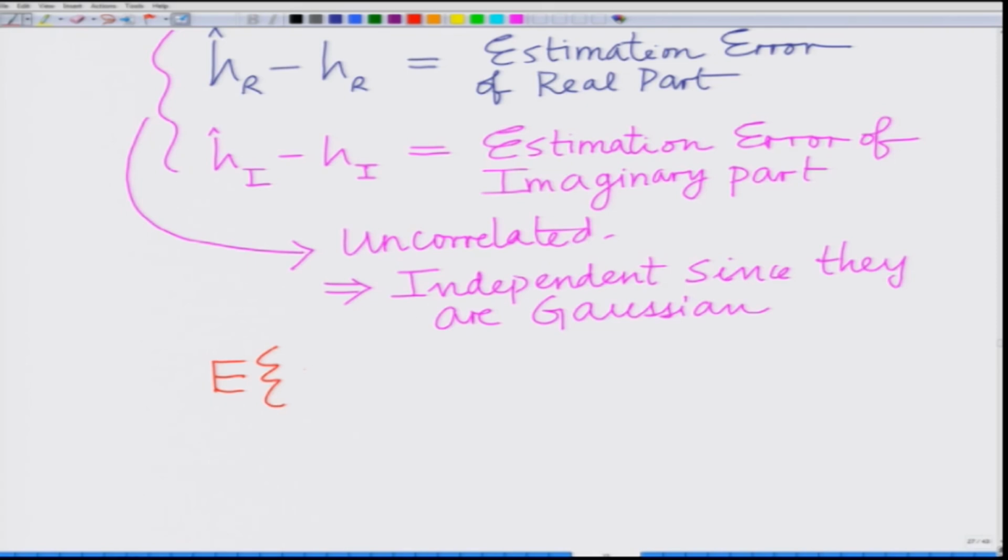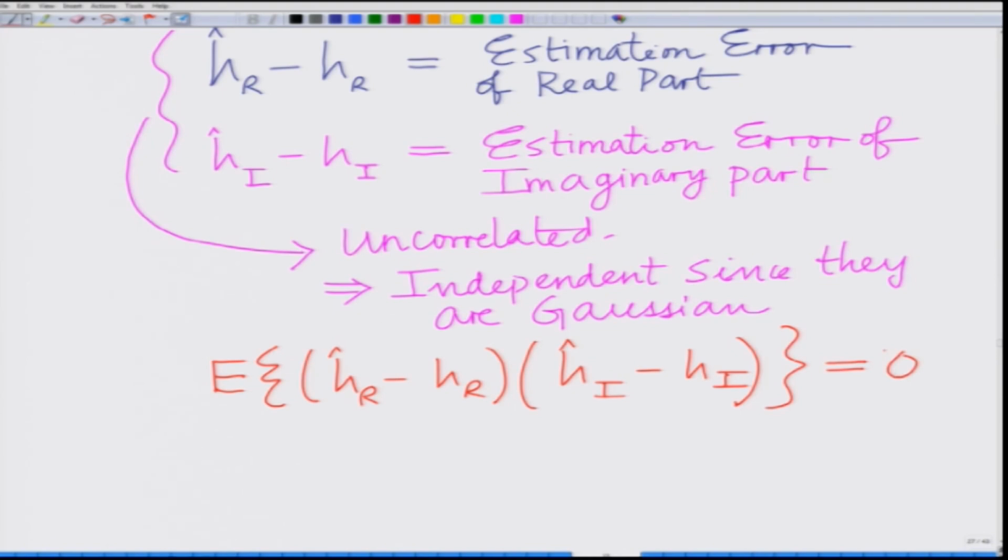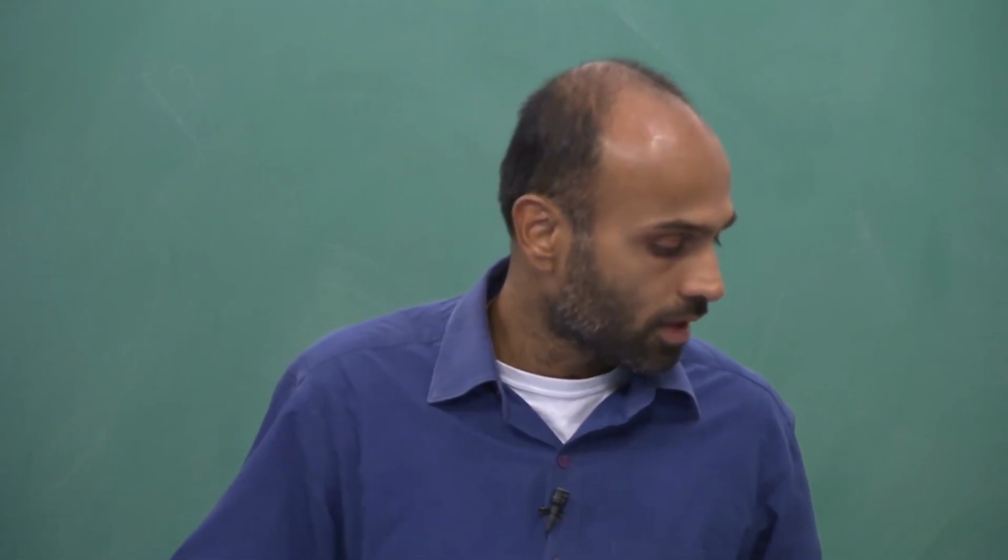So, what we have is that the expected value of H hat R minus H R, times H hat I minus H I, is equal to 0. The estimation errors are uncorrelated, or in this case also independent, since they are Gaussian. H hat R minus H R is the estimation error of the real part, and H hat I minus H I is the estimation error of the imaginary part. That is the property that we have.